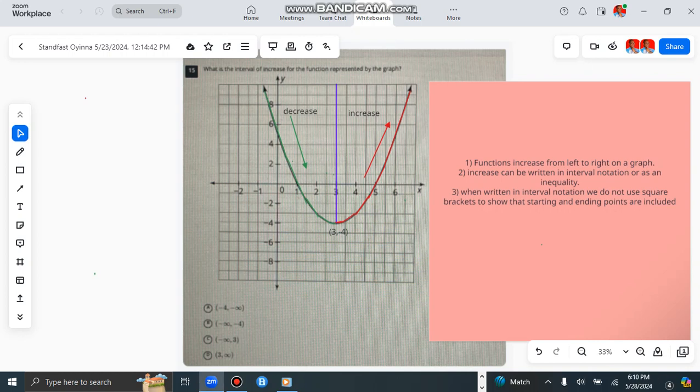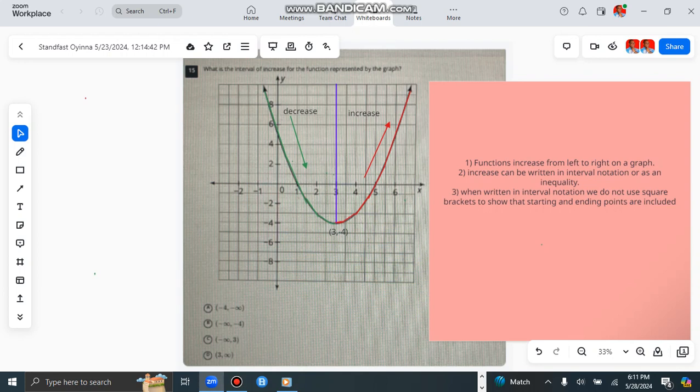So on the graph itself, you will notice a green line that I've drawn with an arrow showing decrease, and you notice a red line with another arrow showing increase. You also notice a blue line. That blue line is called the line of symmetry because it divides the graph into two equal parts, and the green line shows the decrease. So for this graph, the graph starts coming from negative infinity and it decreases down until we get to 3.